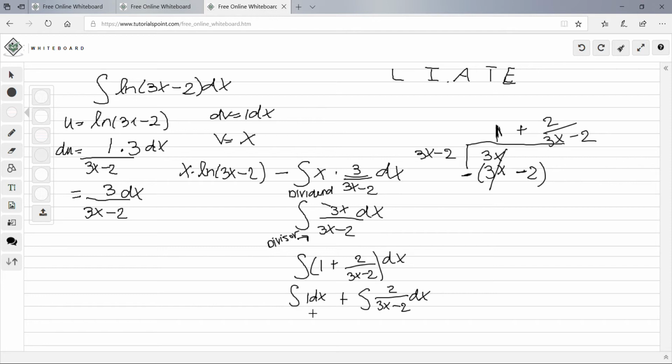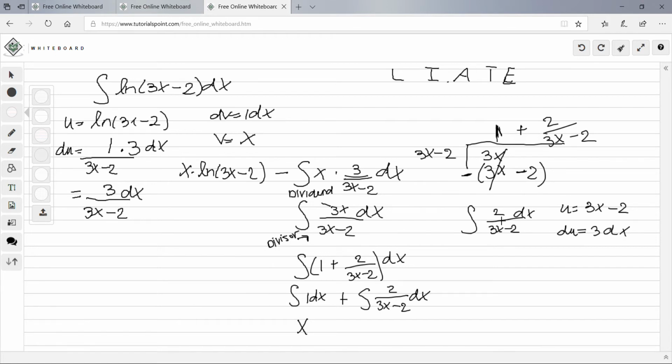For this one, this is really easy, right? It's just x. The integral of 1 is just x. And for this one, you will have to use substitution. Here, let me write it right here: 2 over 3x minus 2 dx. So use substitution. So u equals 3x minus 2. Take the derivative of that, it's just 3 dx.